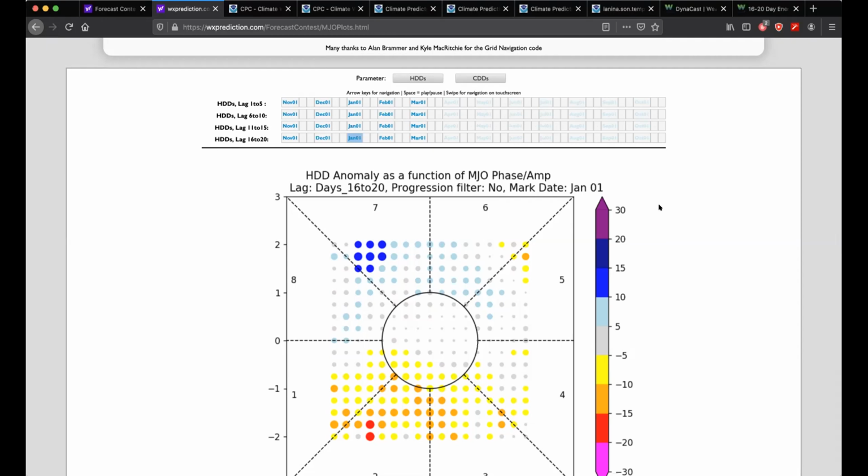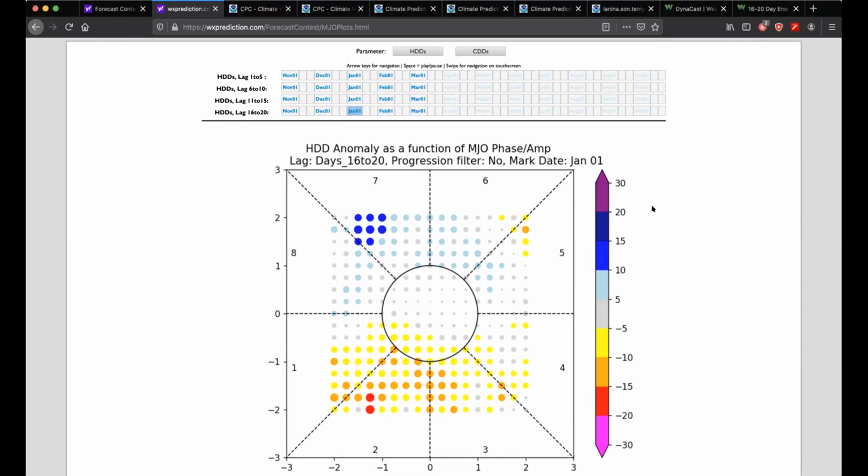So, just to give another example like Philip did: if it were around January 1st, and the index was a high amplitude phase 7, almost phase 8, on those big blue dots, then that tells you that historically, 16 to 20 days later, there's been a pretty good cold signal. Is that 10 to 15? Right, that's 10 to 15 HDDs above normal, which is colder than normal. All things being equal, obviously there are other data points to look at, but this data point would be leaning you in a cold direction for sure.